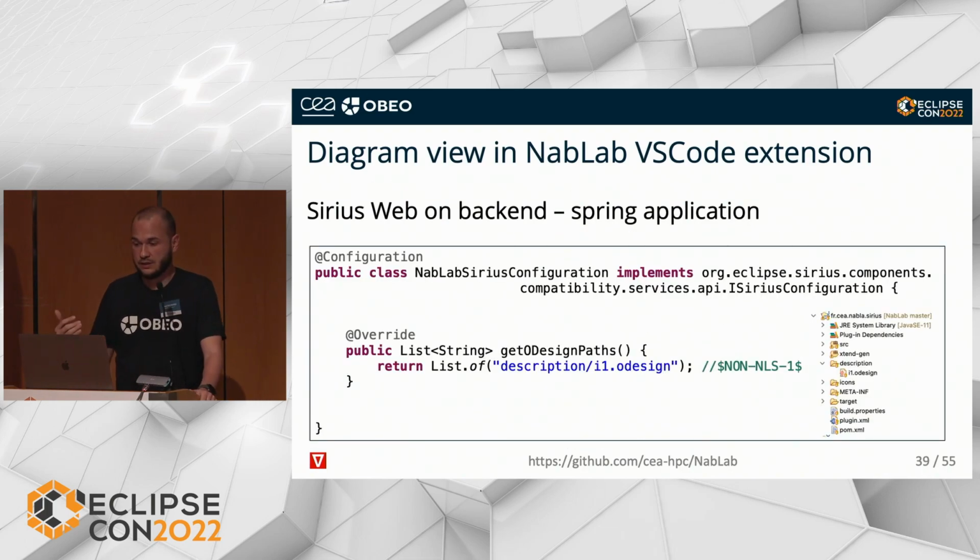Indeed, we wanted to reuse the configuration file. Thanks to the compatibility layer, we only had to list the Sirius configuration file to consider. Here, the i1.o design file stored in our fr.cea.nabla.sirius plugin.